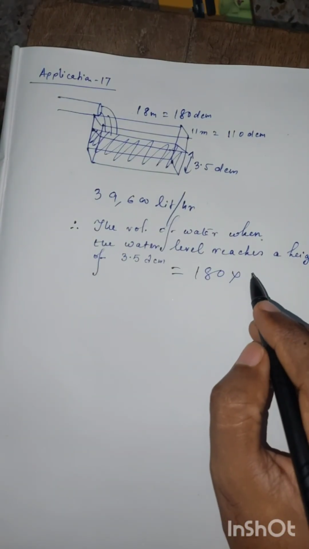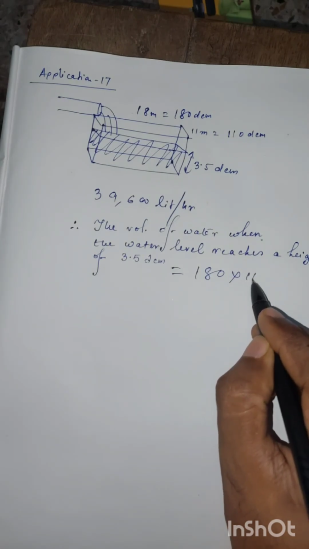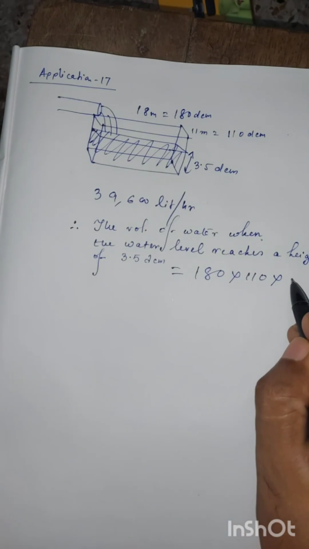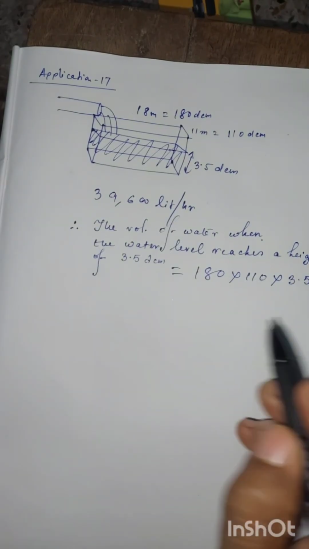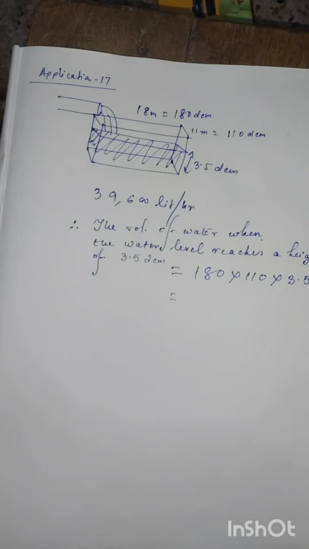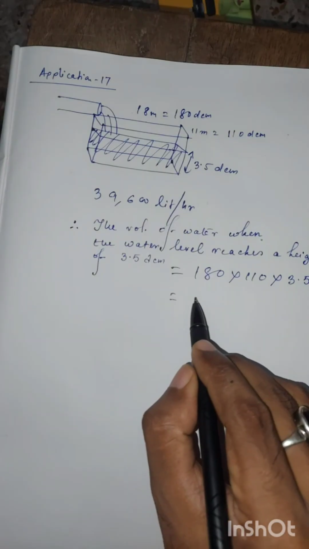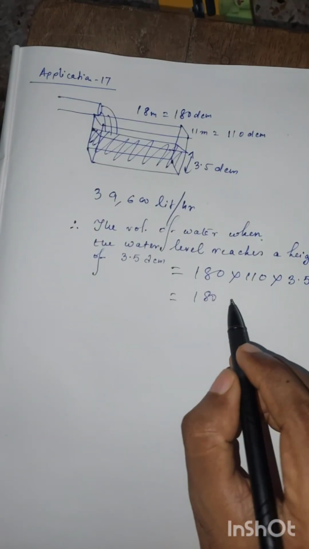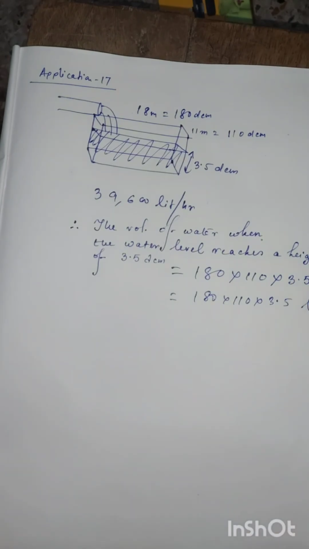180 into 110 into 3.5 dcm cube. And 1 decimeter cube means 1 liter. That means 180 into 110 into 3.5 liter.